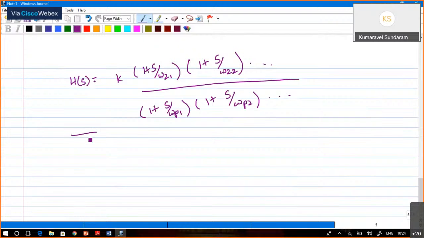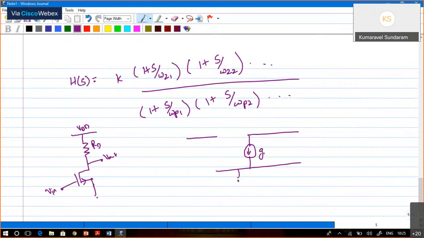In this circuit, if you observe any circuit, first we will be drawing the small signal: gm times V in, R naught, RD. This is going to be V out, and V in.